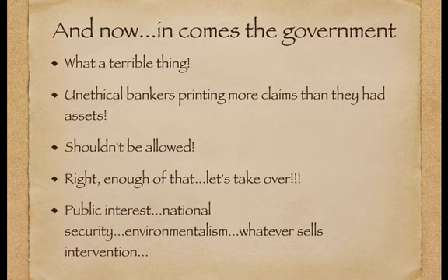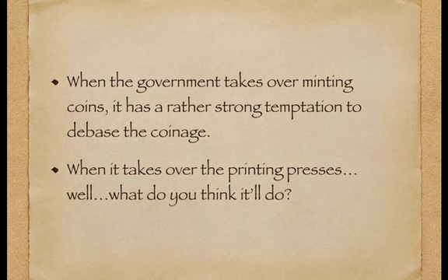In comes the government. What a terrible thing, they say. It's terrible. Unethical bankers printed more claims than they had assets. How could they? Shouldn't be allowed. Right? Enough of that. Let's take over. And then there's some waffling politicians speak about it's in the public interest, blah, blah, national security, anti-terrorism, environmentalism, women's rights. Whatever sells, basically. Whatever sells the intervention. And it's all a load of baloney. Seriously, it really is. It's the same sort of words repeated over and over again. That's why the government comes in and takes over. So, when the government takes over the minting of coins, in a previous lesson we looked at this, it has a rather strong temptation to debase the coinage.